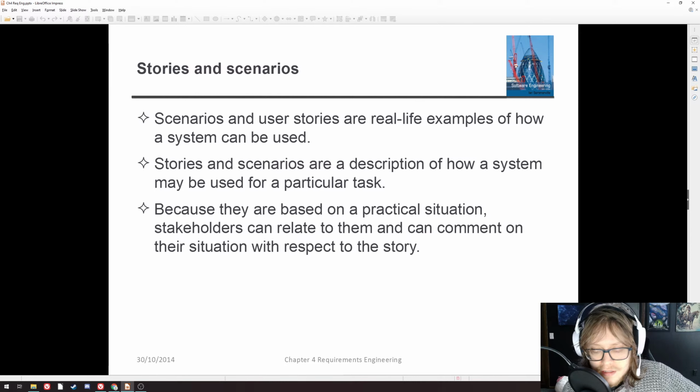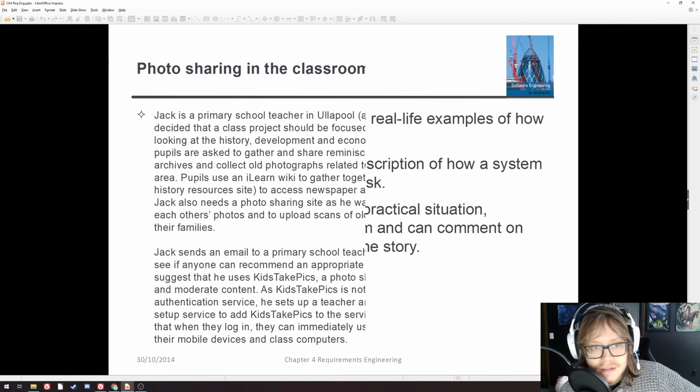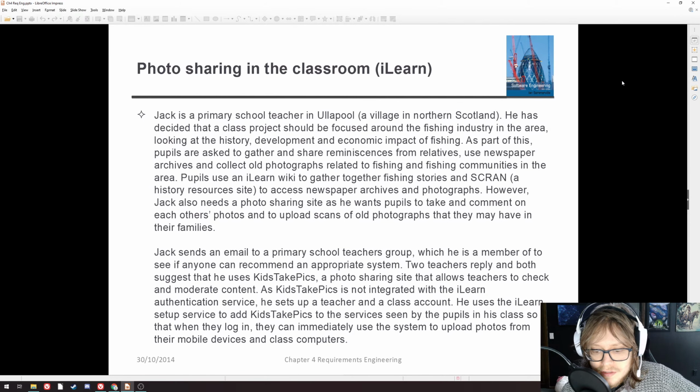And because the story is based on a particular practical task that your stakeholder is actually going to do, they can relate to that story and they can point out perhaps where your story is inconsistent, where it can be improved upon, where the story could be better if your system were to behave differently. I think they have an example here, but it's very long. We're not going to read the whole thing, but let's read a little bit of it.